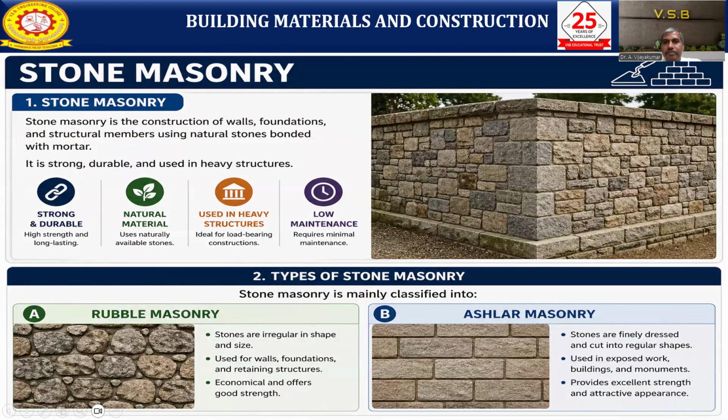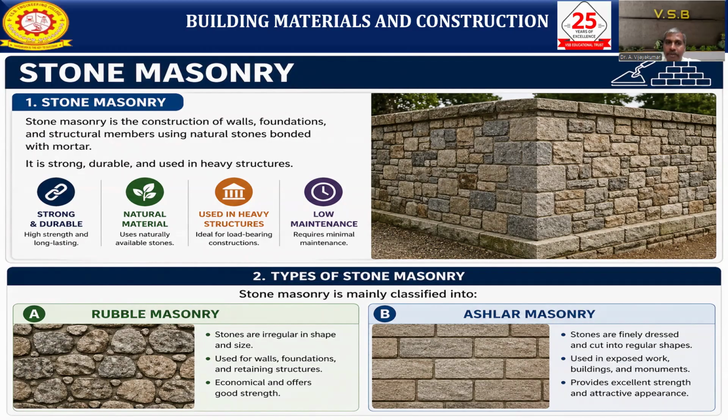First, stone masonry. We already discussed that stone masonry is the construction of walls, foundations or structural members using stone bonded with mortar. When you use stone masonry, it is strong and durable, and useful for heavy structures. That means high strength and long lasting.